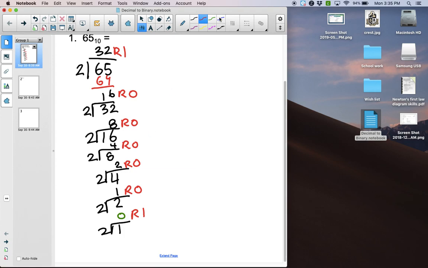Makes sense. So now we have our binary number. As you can see, we have all these 1s and 0s in our remainders.